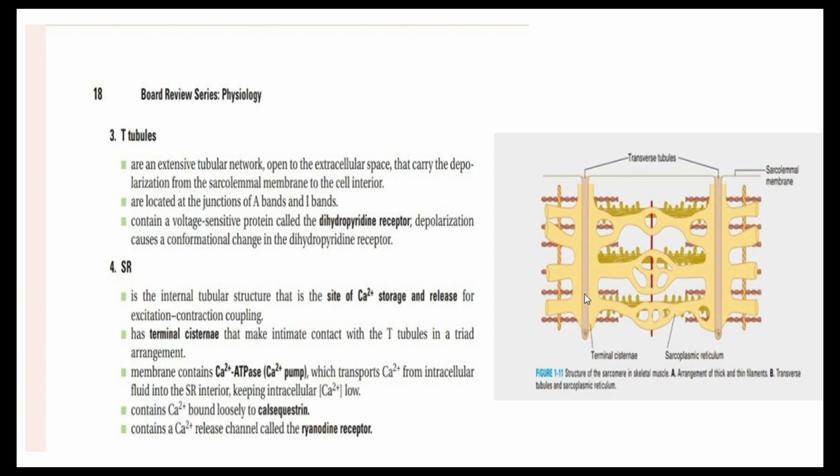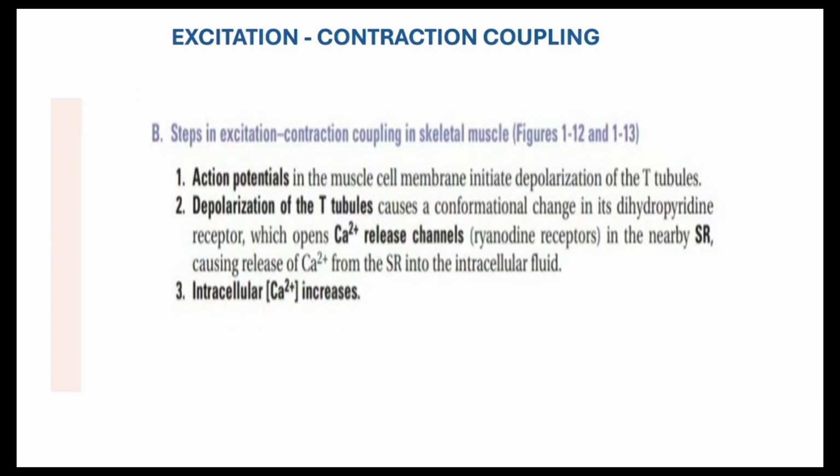The special thing about the sarcoplasmic reticulum is that the membrane contains the calcium ATPase pump, the calcium pump, which transports calcium against the electrochemical gradient, that is, the active transport of calcium from the intracellular fluid into the sarcoplasmic reticulum. And this keeps the intracellular calcium low. It also has calcium that is loosely bound to a protein called calsequestrin, and it has a calcium release channel called the ryanodine receptor.